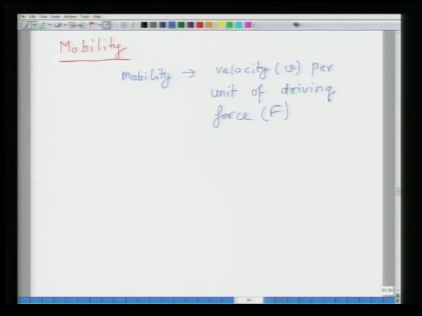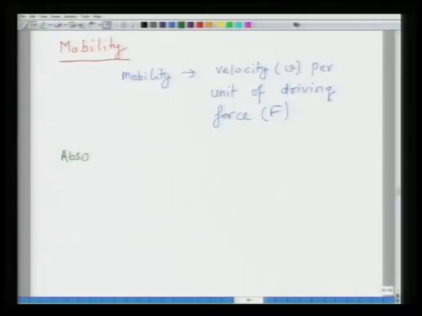This driving force could be a thermodynamic force, it could be a chemical force, it could be an electrochemical force, it could be an electrical force, any kind of force, but as a result of this force, the velocity which is achieved, the ratio of this velocity to the force is called mobility. And so, there are various forms of mobilities. The first form is called absolute mobility.